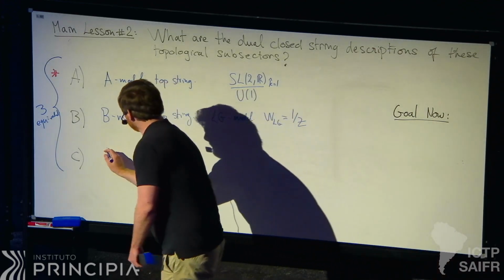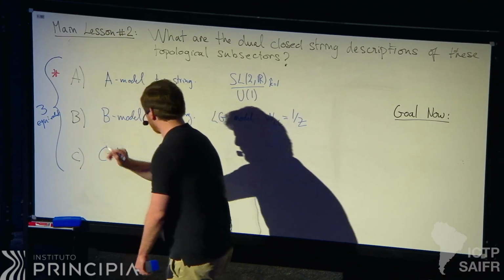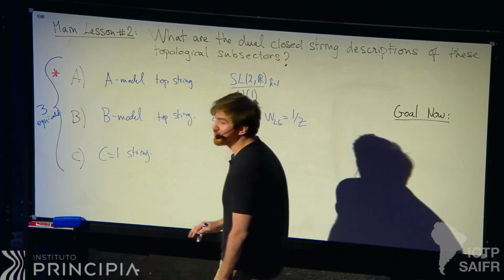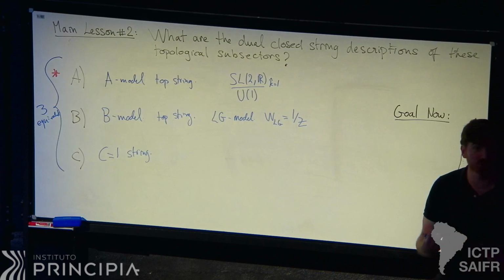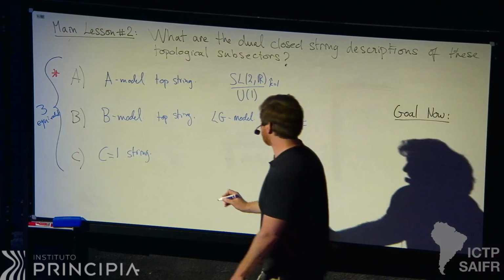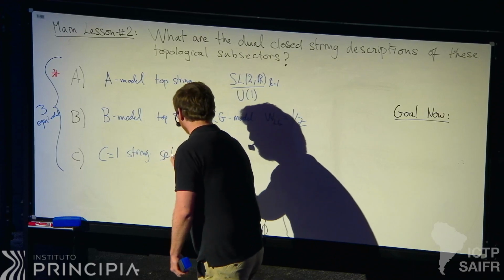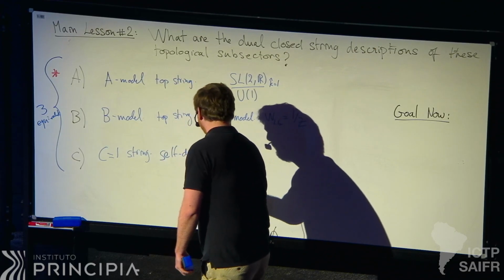So C is for the C model, okay, which does not really exist. So this is the c equals 1 string. This is a 2D string theory consisting of c equals 25 Liouville and a compact boson at the self-dual radius, compactified at the self-dual radius. Okay.